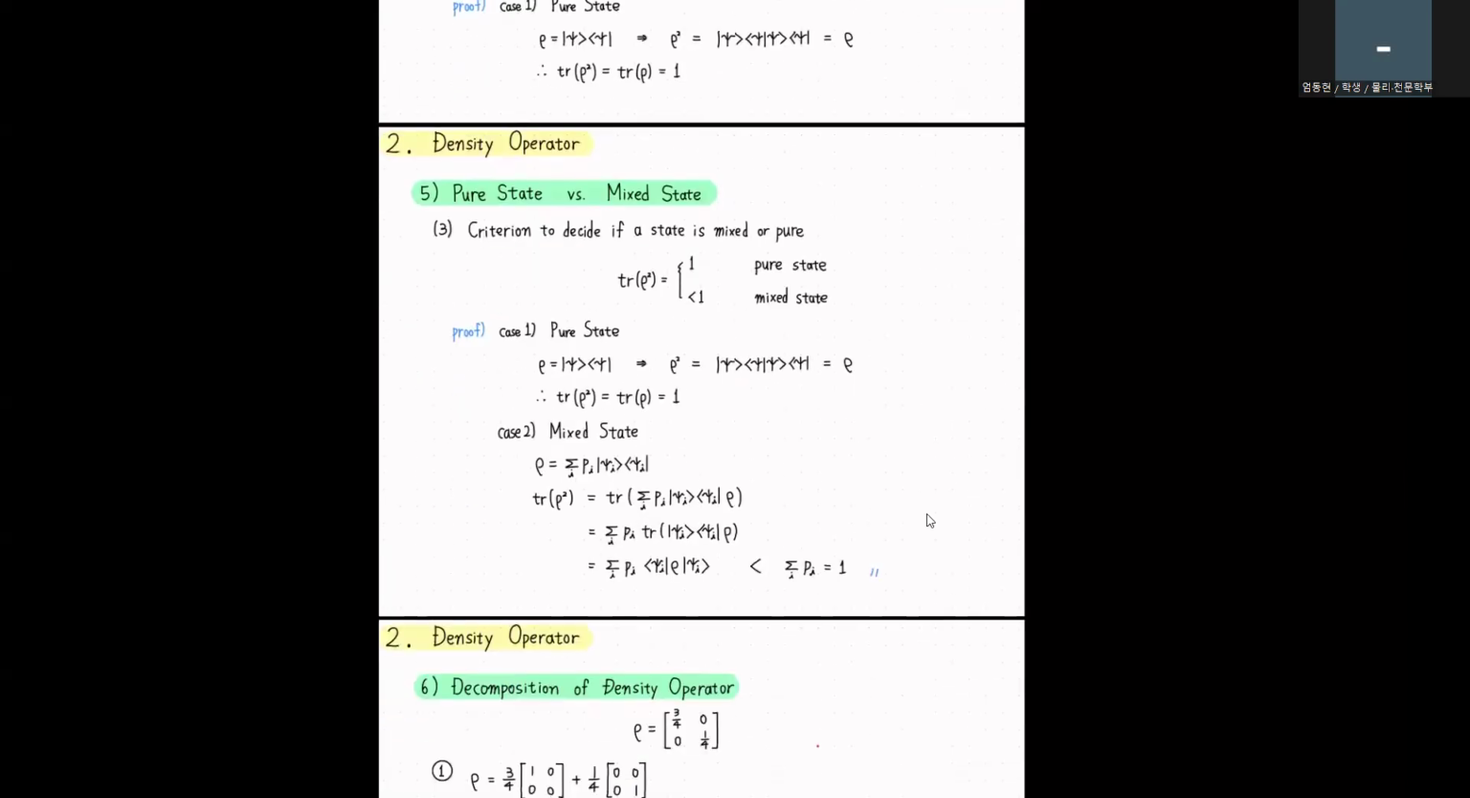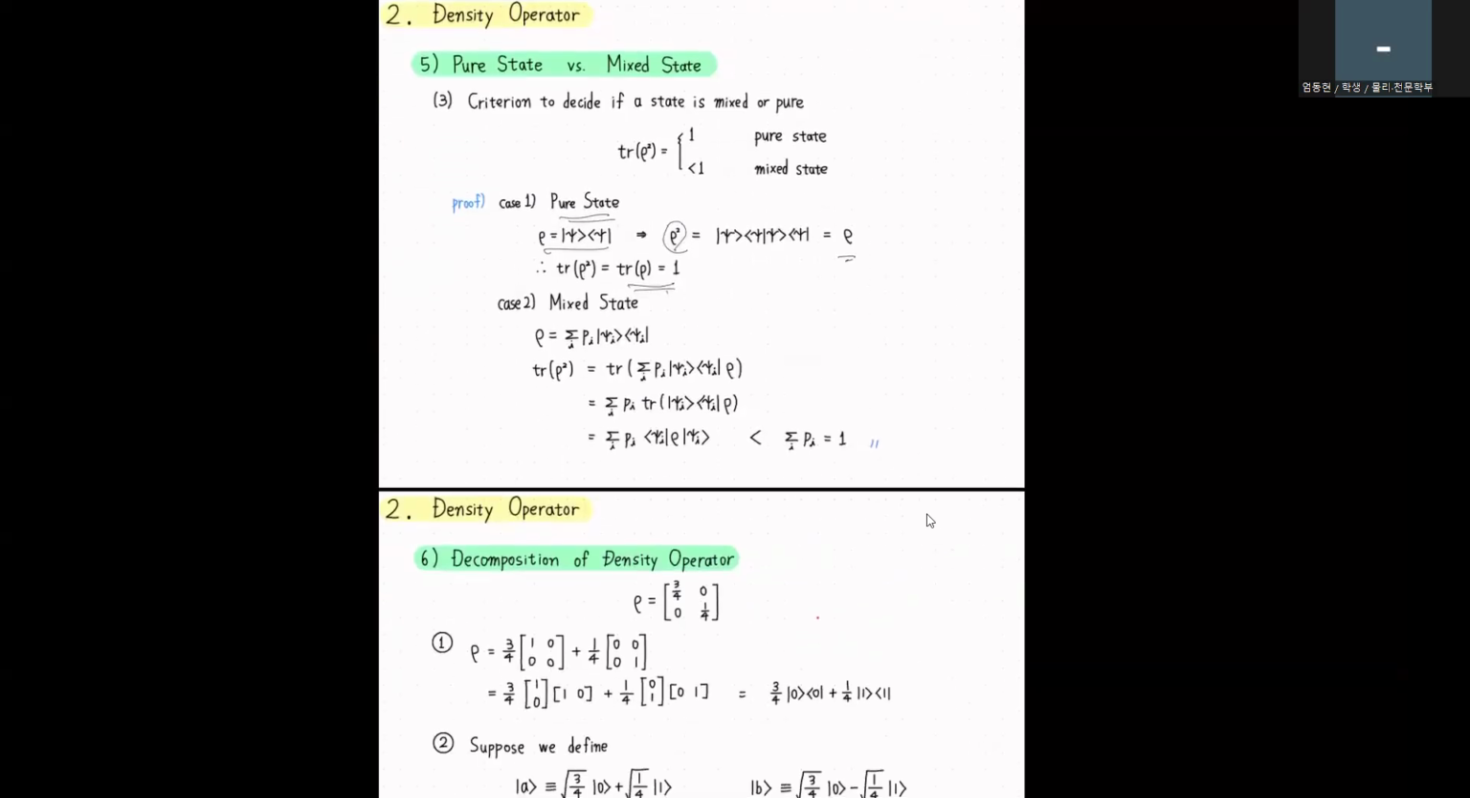So in case 1, of course, we can prove this. If it's a pure state, then we could represent it as so. And then taking the square, we just get rho as before. And as we saw above, the trace of rho is always 1. So the trace of rho squared will be 1.